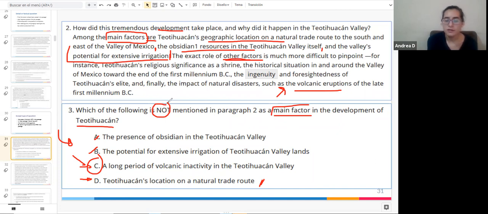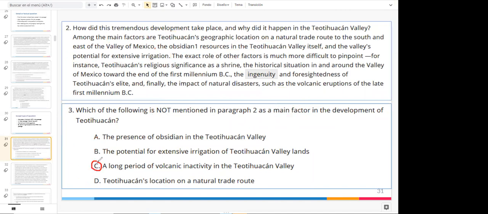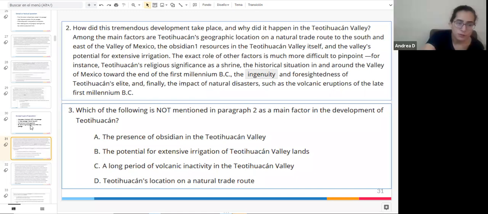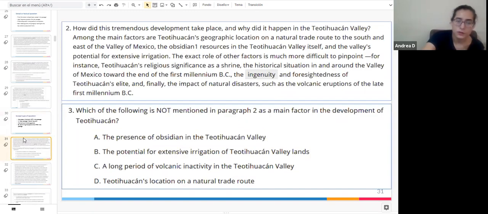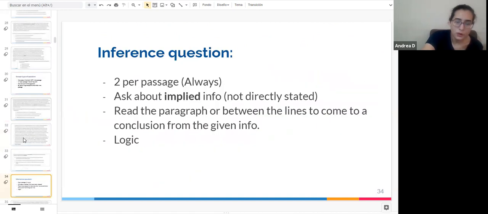So is this okay? You guys agree with me on this? Is it C? Yeah, right? Yes, teacher. Okay. So that one was a piece of cake, I would say. Okay. Now the next one though is a bit different.